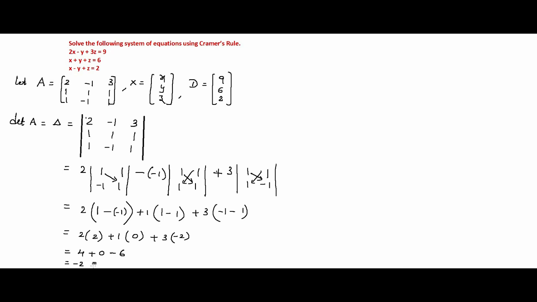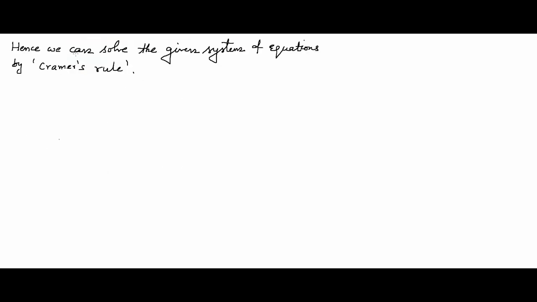Whether it is positive or negative does not matter, what we have to look at is whether it is 0 or not equal to 0. So once the determinant of matrix A, that is the value of delta, is not equal to 0, we can say that we can solve the given system of equations by using Cramer's rule. Hence, we can solve the given system by Cramer's rule once we confirm that the value of determinant of A is not equal to 0.